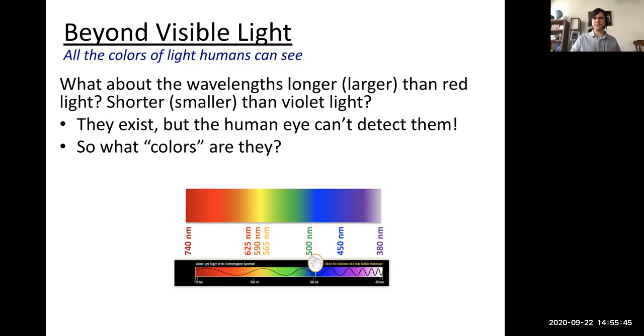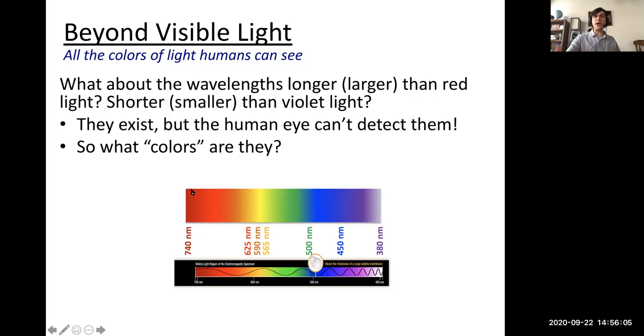So we have to ask ourselves, we know that an electromagnetic wave can have any wavelength. So what happens? Why do we stop here? What is redder than red? What is violeter than violet or bluer than blue? So what is redder than red?